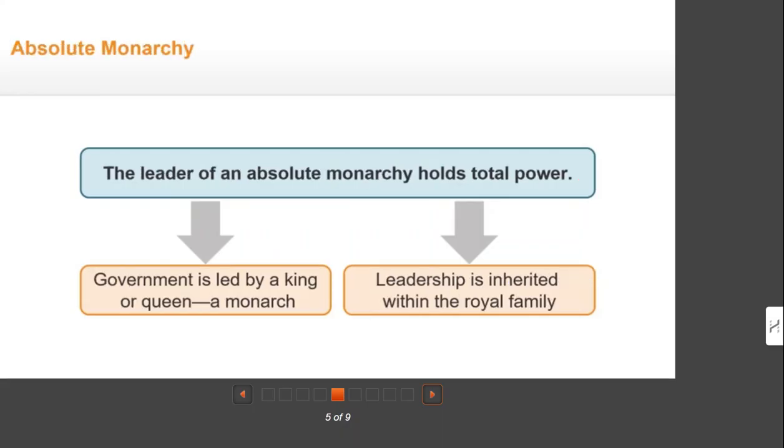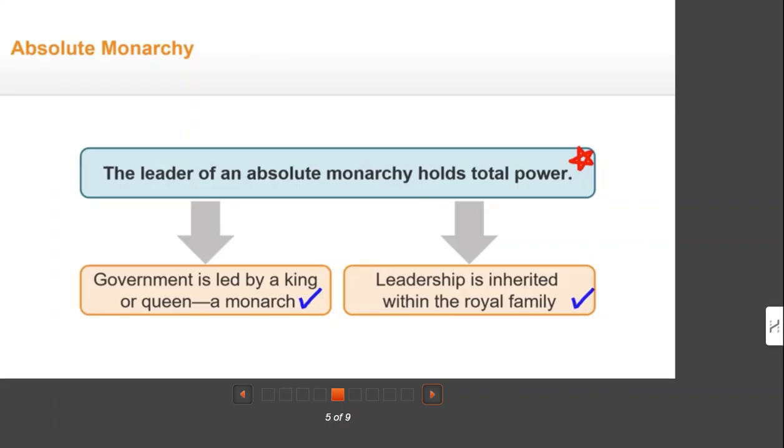An absolute monarchy is another type of autocracy. In an absolute monarchy, a king or queen leads the country. Also known as a monarch, that leader has total power, which means he or she makes all the country's decisions. In an absolute monarchy, leadership power is passed down through a royal family.